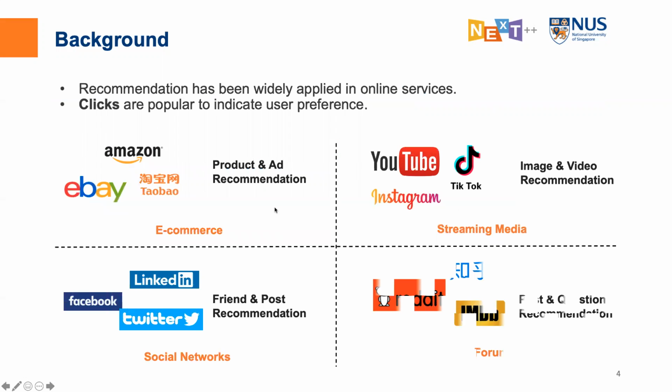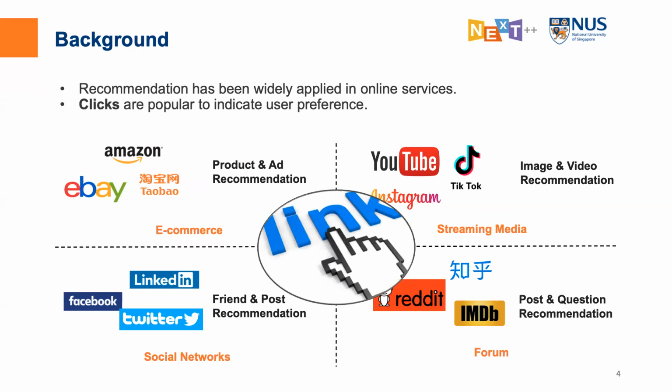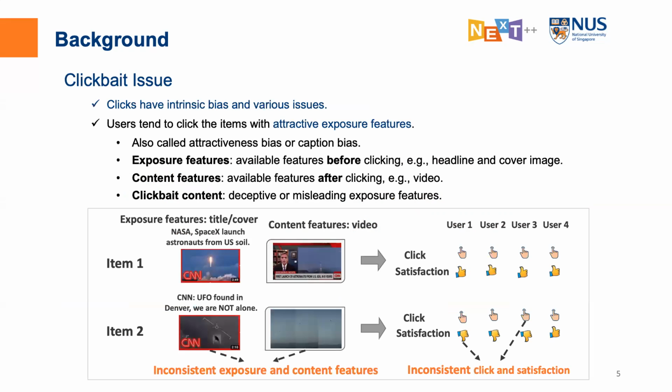We all know that recommendation has been widely applied in many online services. Clicks are a popular choice to indicate user preference. We always use implicit feedback, for example click, download, or view, as a positive sample to train the model. But clicks have many problems: they have intrinsic bias and various issues.